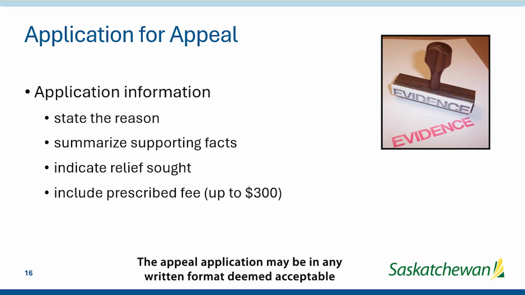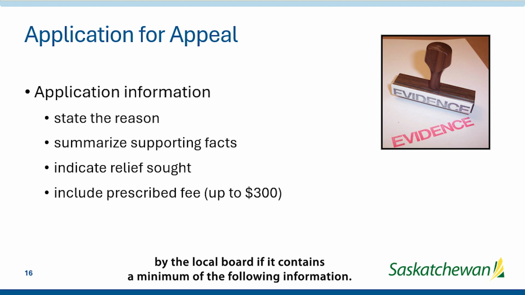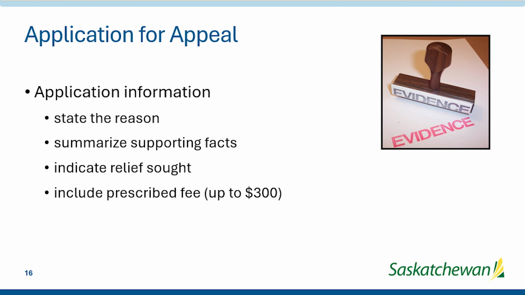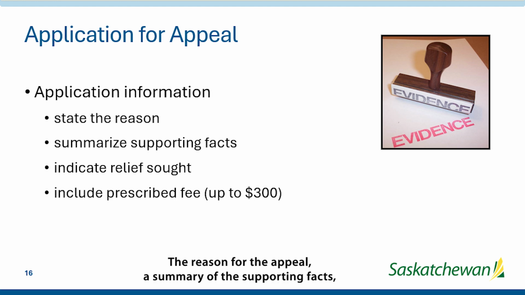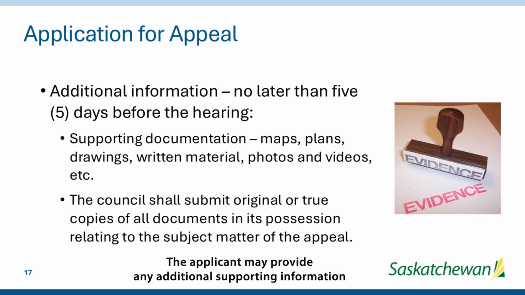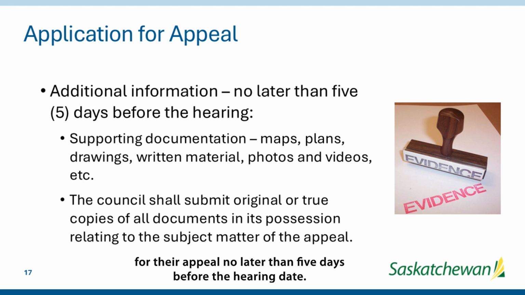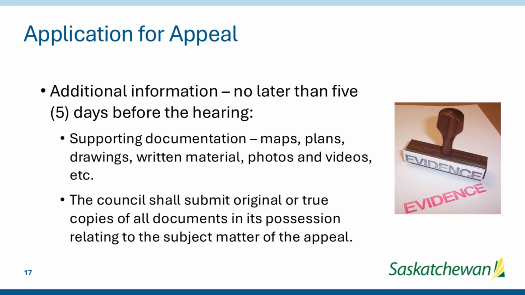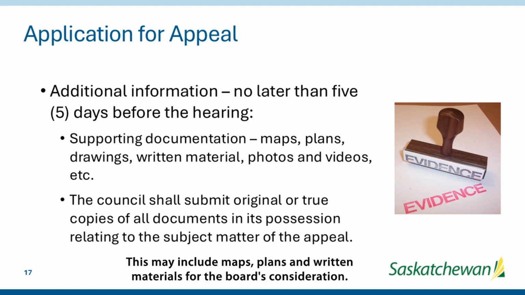The appeal application may be in any written format deemed acceptable by the local board if it contains a minimum of the following information: the reason for the appeal, a summary of the supporting facts, the relief sought, such as a variance or the alteration of terms or conditions of a permit, and the prescribed fee not exceeding $300. The applicant may provide any additional supporting information for their appeal no later than 5 days before the hearing date. This may include maps, plans, and written materials for the board's consideration.